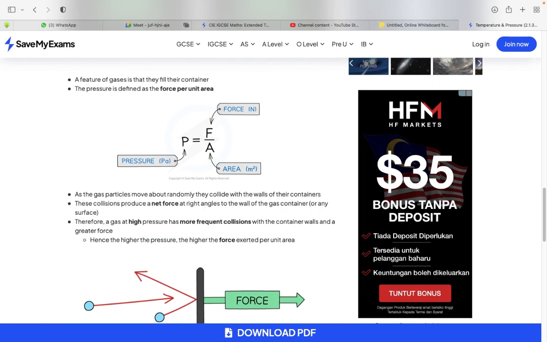So this is what is explained here. A feature of gas is pressure: force over area. The area is in meter squared, the force is in Newton, and the unit of pressure is Pascal, or you can say Newton divided by meter squared. Is that okay?